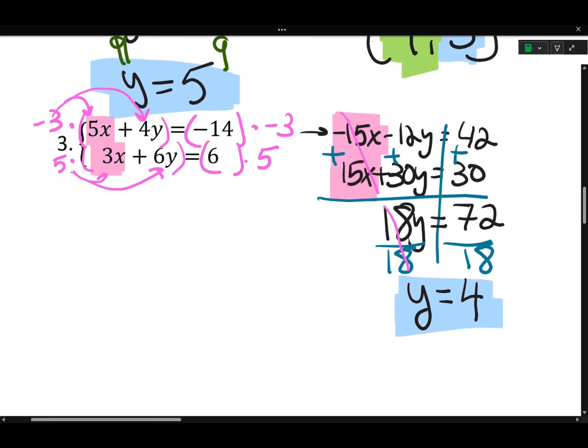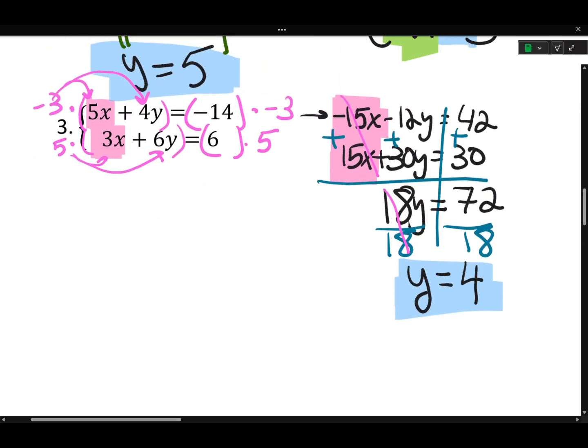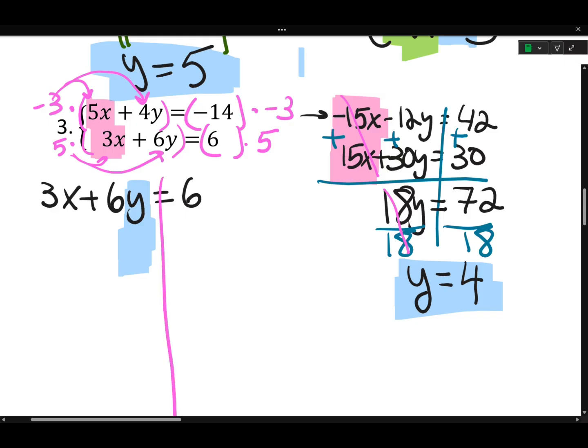We can find x by plugging it into any of the equations we want. What did we do? Did we do the first one in number 2? Okay, so let's do the second equation in number 3, because it really doesn't matter. I'm just going back and forth. So we got 3x plus 6y equals 6. We know what y is, so we get to substitute that in. Let's do it. Y is 4. Everything else stays the same.